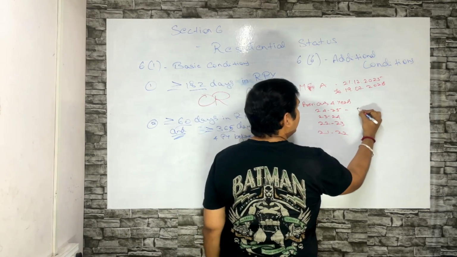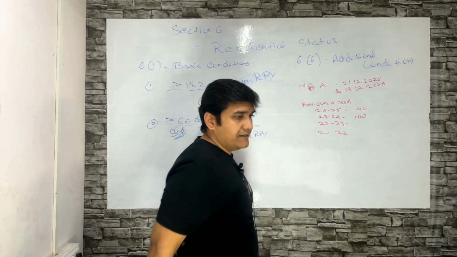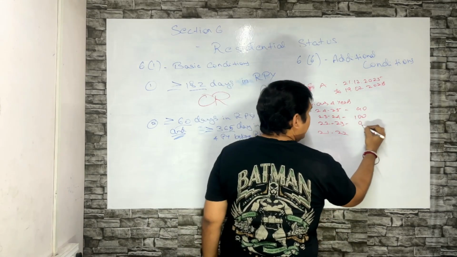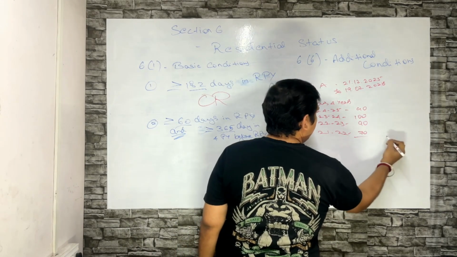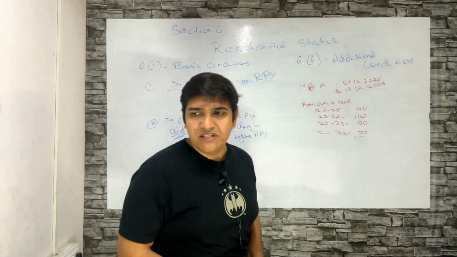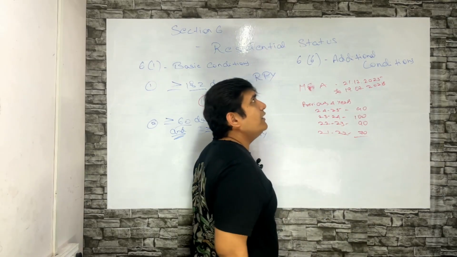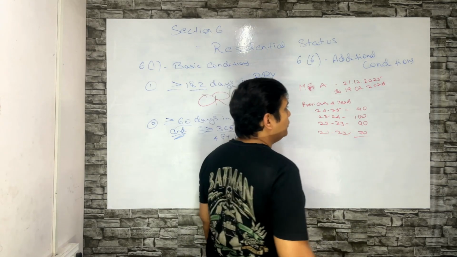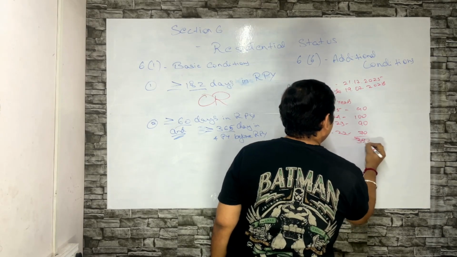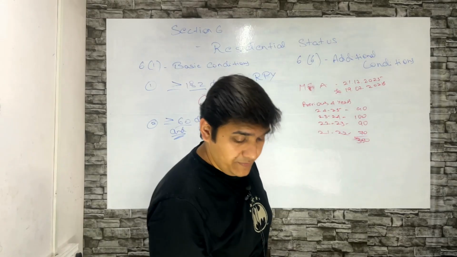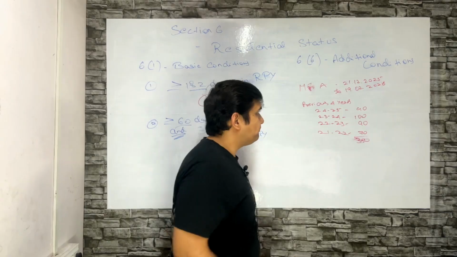So in 24-25, let's say he stayed for 90 days. In 23-24, let's say they stayed for 100 days, right? In 22-23, let's say another 90 days. And in 21-22, let's say 70 days, right? How much is it in total? 180, 280, 280 plus 70 is 350. Let me just check: 90 into 2 plus 100 plus 70. Yep, it is 350. Right?